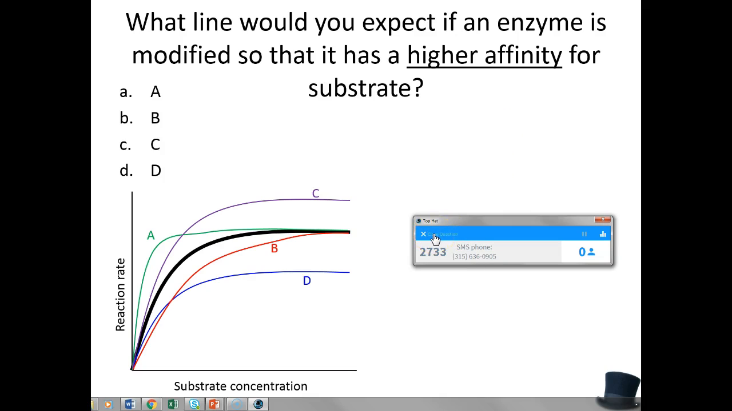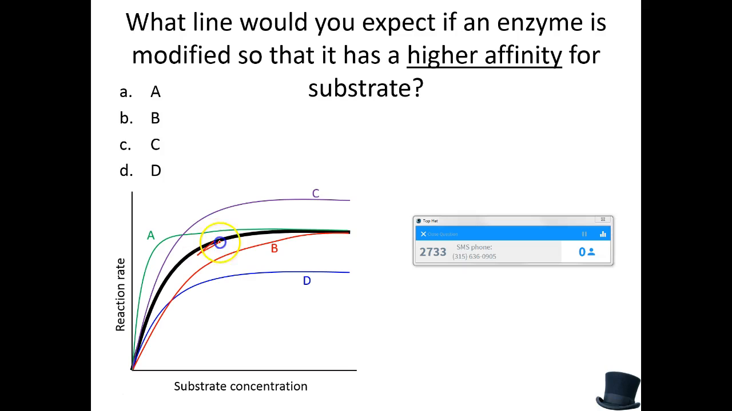What you're trying to do here is figure out which of these four lines, compared to the black, which is the control, would represent a change so that the enzyme would then have a higher affinity for the substrate. A change in affinity for the substrate. All right, so go ahead and answer the question on your own, and then after you answer the question, come back and play the rest of the video.